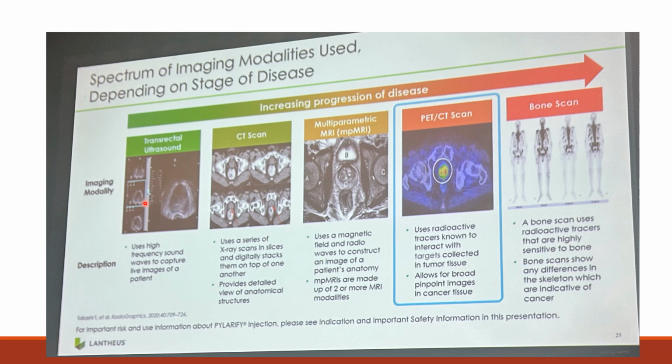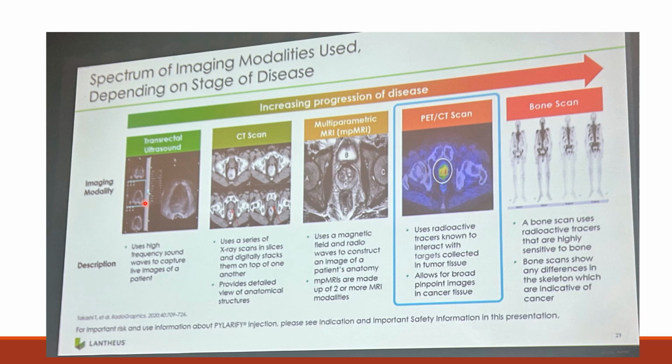CT scan uses a series of x-rays, right? That provides great detail about anatomic structures. You can see the prostate. You can see density changes and things like that. You can see the size of it, shape of it, all that good stuff. You're only going to see tumors, though, that are structural, where you can actually see them on the x-ray.